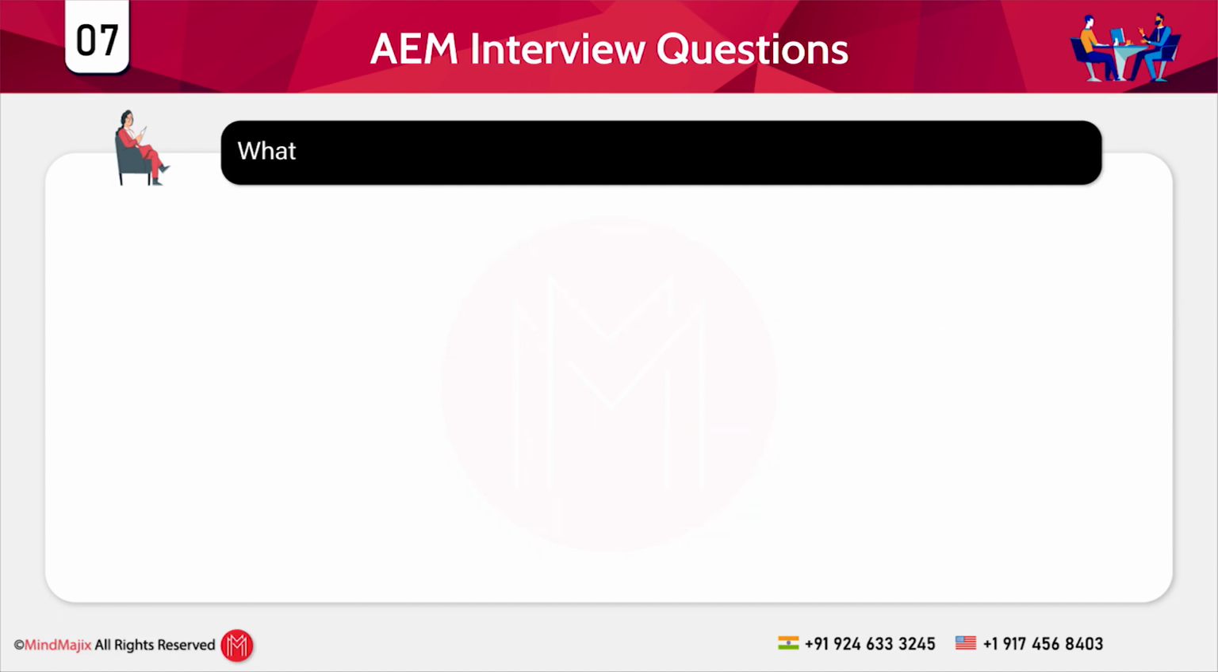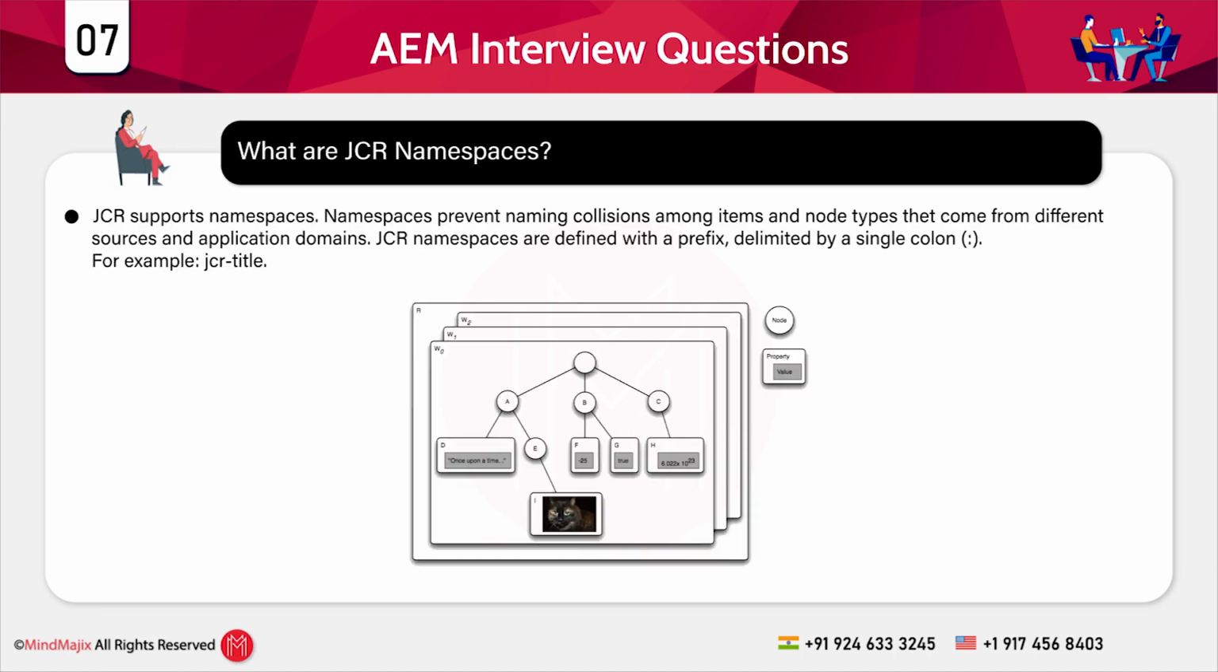So the next question: what are JCR namespaces? Java Content Repository namespaces. When you are creating components, you will write things like cq colon or jcr colon title, or jcr colon mixinTypes. So you have CRX-specific namespaces and JCR-specific namespaces. JCR supports namespaces. Namespaces prevent naming collisions among items and node types that come from different sources and application domains. JCR namespaces are defined with a prefix delimited by a single colon.